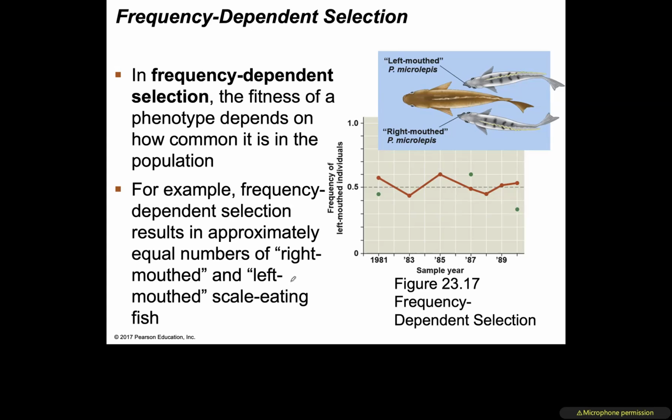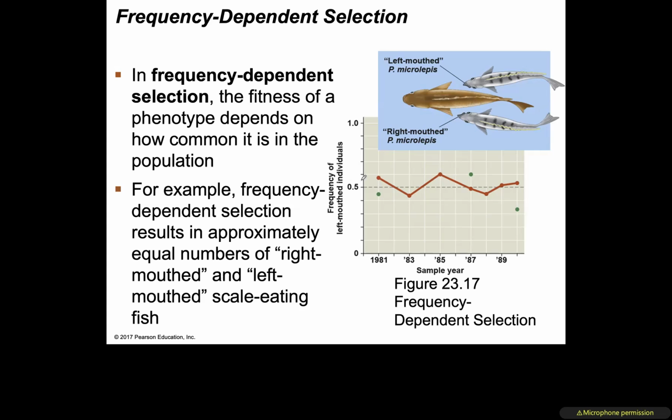If you look at these fish, here you see a sucker fish, and this sucker fish's mouth leans left. This is the same species of suckerfish, but he's got an alternate allele, and that alternate allele causes his sucker mouth to grow to the right. This frequency dependent selection results in approximately equal numbers of right and left suckerfish.